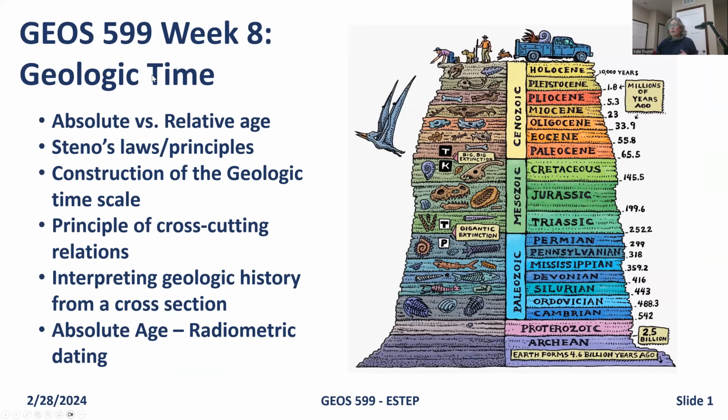There are quite a few topics when we're investigating geologic time. I'm going to start by looking at how we think about time, and then go through some of the fundamental principles and laws associated with geologic time, look at how we construct the geologic time scale, talk about the principle of cross-cutting relations, and then go through how we interpret geologic history from a cross-section. In a separate recording, I'm going to go over radiometric dating, or absolute age.